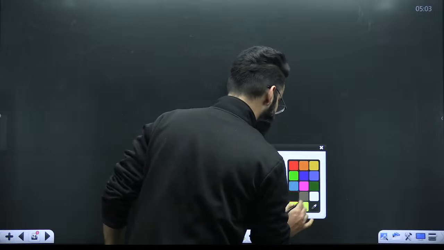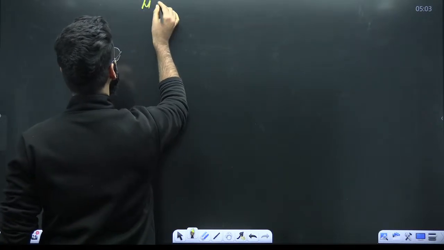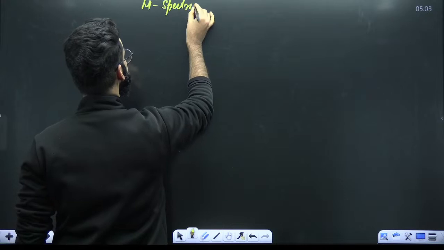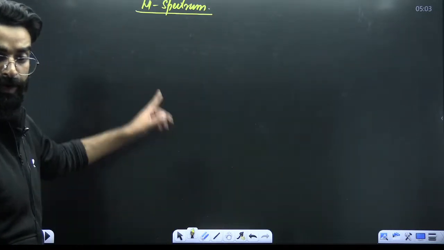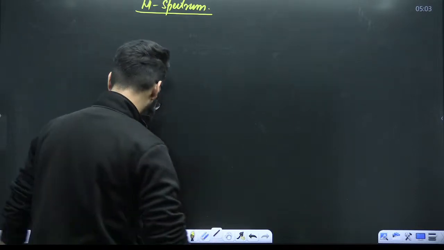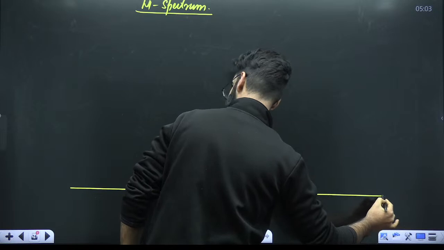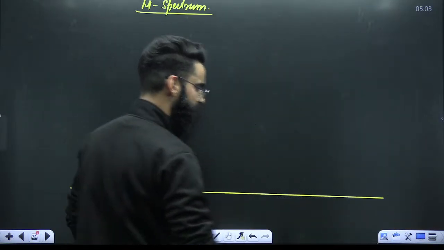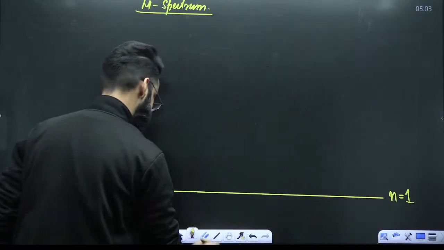Try to understand what I'm going to say, because this is very, very important. First of all, I'm going to explain the hydrogen spectrum. A lot of different types of questions are asked from this hydrogen spectrum, and you need to understand this properly. Have a look now. Let's say this is n equal to 1 of hydrogen. This is the ground state of hydrogen.